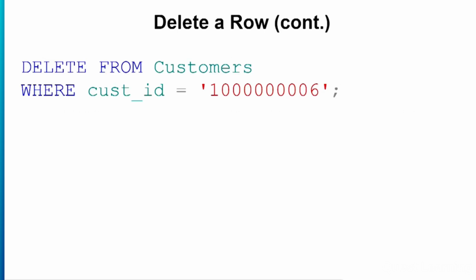Here's an example. Delete from customers, where customer ID equals a specified ID. If that where clause was not there, every single row in your table is gone and you will have an empty customers table.